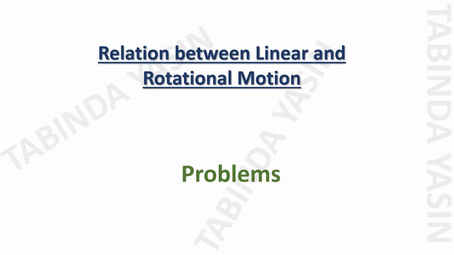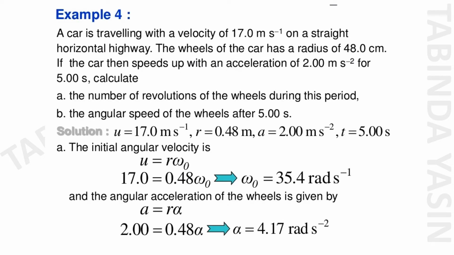Now we have to find the relationship between the linear and rotational motion problem. The first example is a car traveling with a velocity of 17 meters per second on a straight horizontal highway. The wheels of the car have a radius of 48 centimeters. If the car then speeds up with an acceleration of 2 meters per second squared for 5 seconds, calculate the number of revolutions of the wheel during this period.